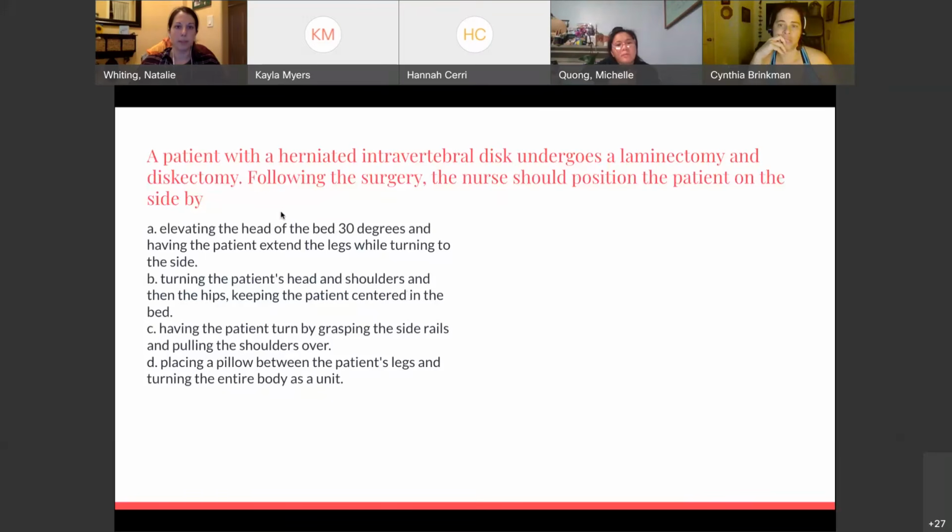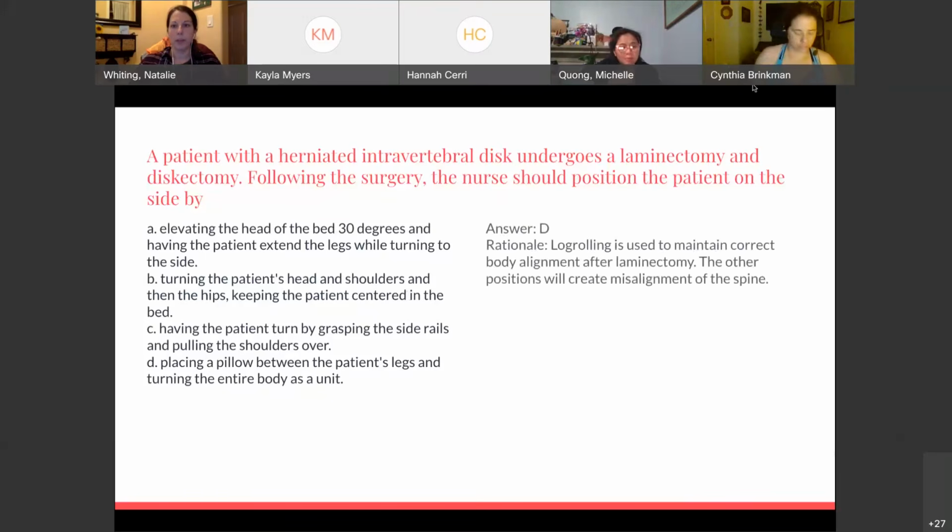Yeah, you guys got this one. Good job. Yep, it's log rolling, right? You want to make sure we're not doing any more damage. So you've got to be really careful after the laminectomy. And the best way to log roll with the lower extremity is making sure that they're kept secure with a pillow placement between them.